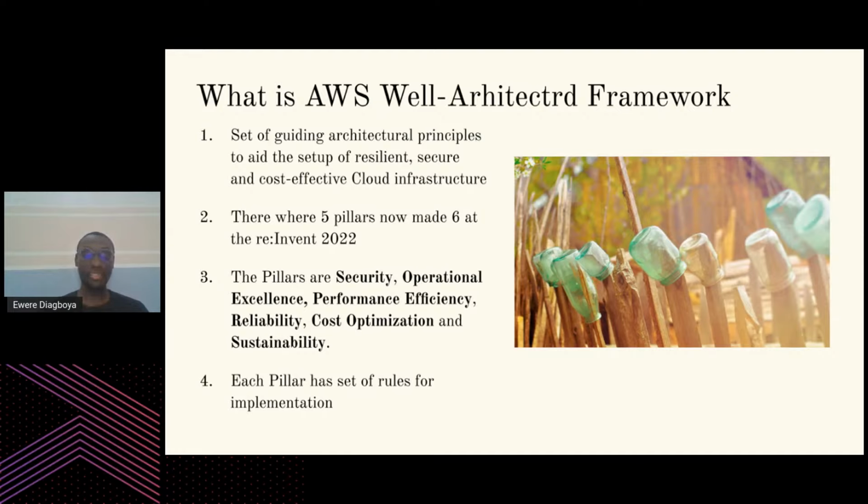Now, these pillars are just as they are named. They are like title headings for the six areas you can focus on when you are setting up and deploying your cloud infrastructure. What these pillars are trying to say is that you need to find a way to follow the structures of each of these pillars to ensure that you are able to deploy your infrastructure adequately. Now, each pillar has a set of rules for implementation.